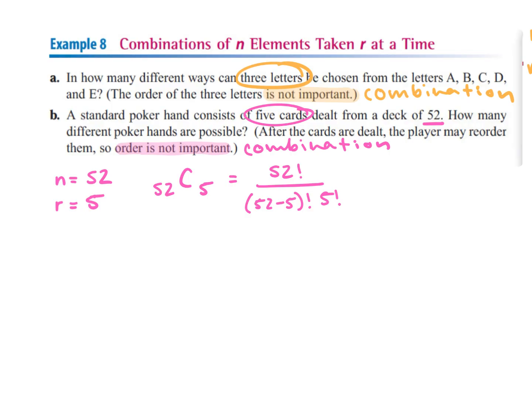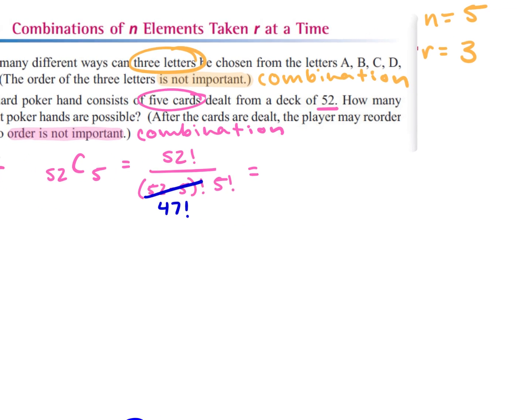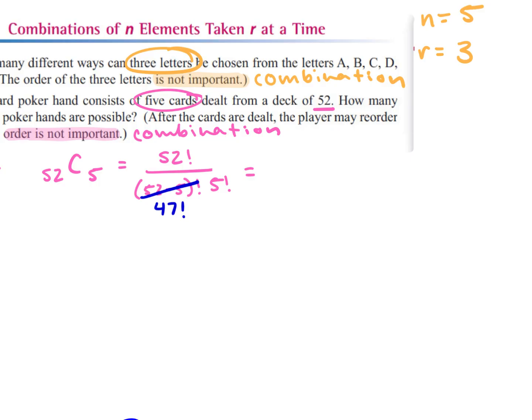What's 52 minus 5? So this would be 47 factorial. So I'm going to work it out by hand. I'm not going to go 52 through 1. I'm going to stop when I get to 47 because I see that I have a 47 factorial on the bottom. So we have 52 times 51 times 50 times 49 times 48 times 47 factorial.